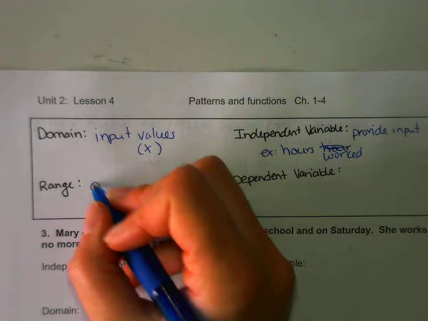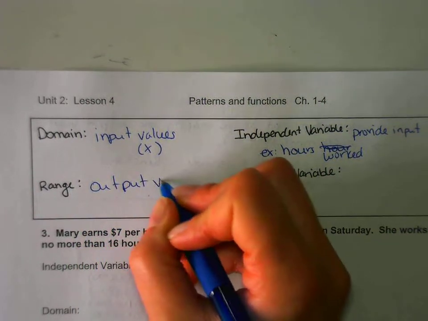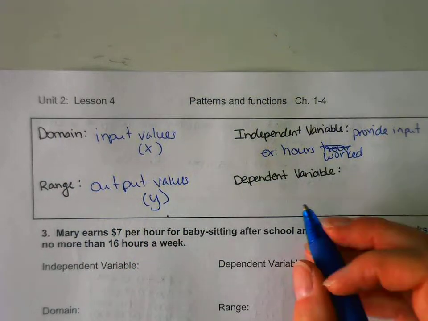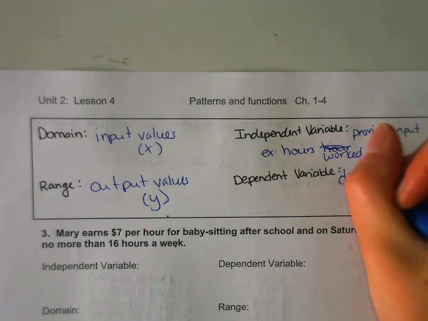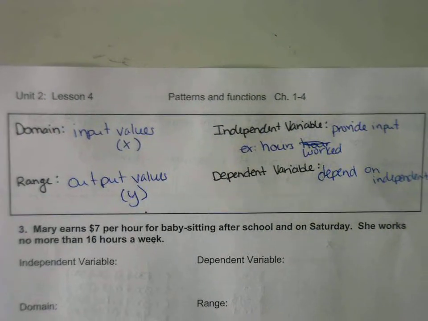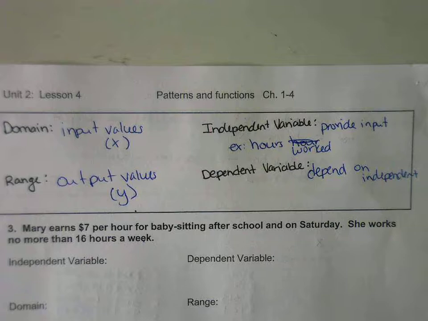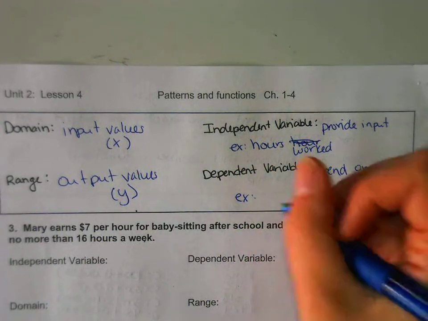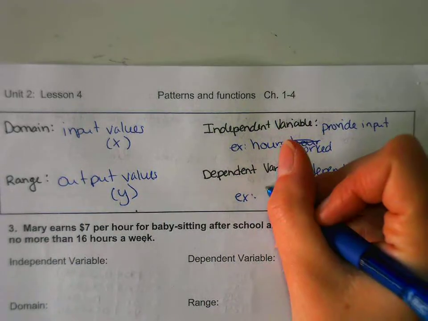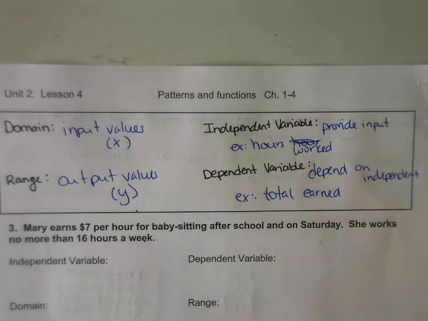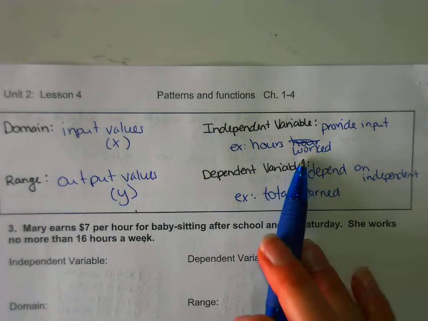The range is our output values, which are our y's. So that makes them dependent variables because they depend on the independent. So what you choose to use for your independent will affect the dependent. So an example would be your independent was the hours that you worked. So how much you get paid, your total money earned, would be your dependent because it depends on how many hours you worked.